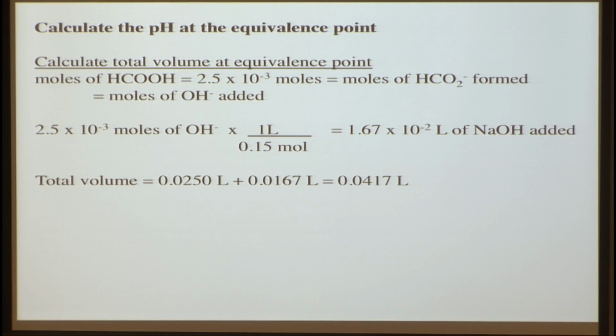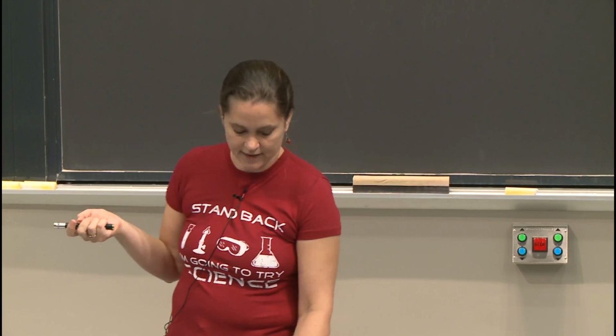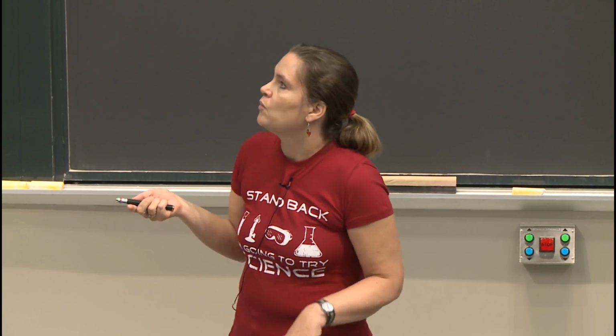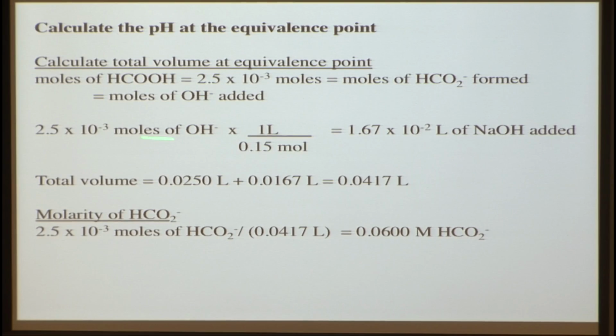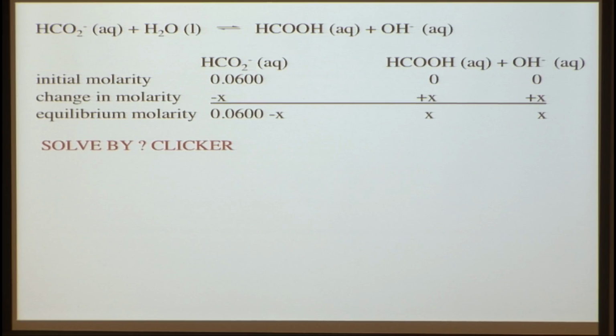Now the total volume to get to the stoichiometric point was 25, that's what we had originally, plus this 16.7, so 41.7 milliliters or 0.0417 liters. We can calculate the molarity of the conjugate base that's formed. How many moles in this total volume gives us a molarity of 0.0600 molar. And now we can go ahead and solve the problem. But why don't you tell me how we're going to solve the problem? What are we going to use to solve this problem?